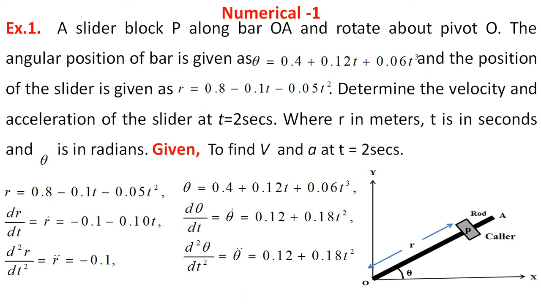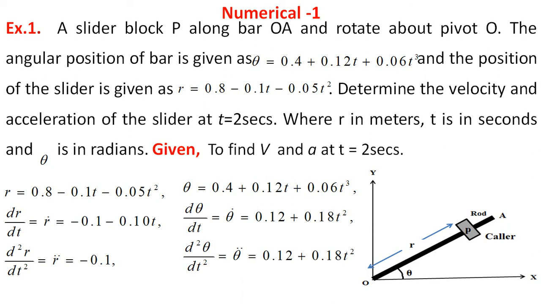A slider block P along bar OA rotates about pivot point O. The angular position of the bar is given by theta equal to 0.4 plus 0.12 t plus 0.06 t cube, and the position of the slider is given by r equal to 0.8 minus 0.1 t minus 0.05 t square. Determine the velocity and acceleration of the slider at t equal to 2 seconds, where r is in meters, t is in seconds and theta is in radians.